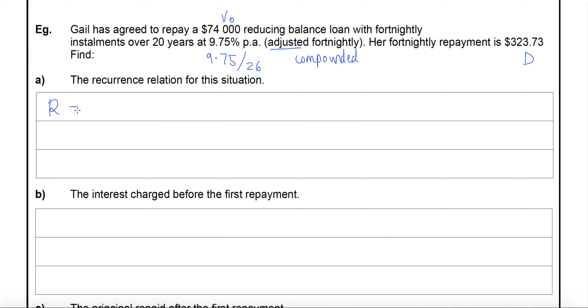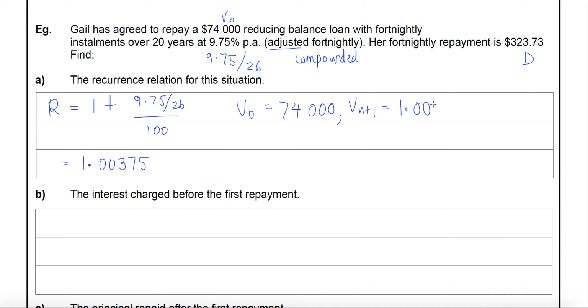And so with our recurrence relation, we've got 9.75 over 26 on 100. And you should get 1.00375. V0 is 74,000. Vn plus 1 equals 1.00375 times Vn, and we're subtracting the payment.